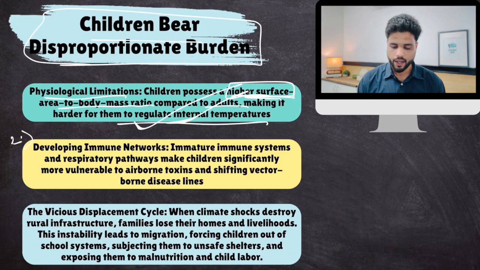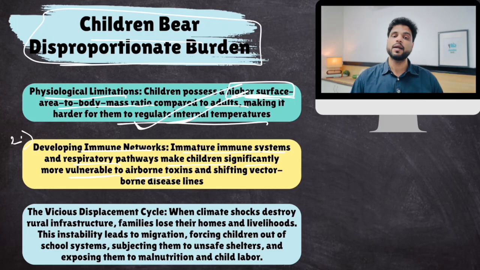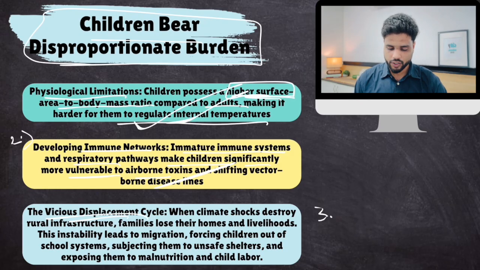Then number 2, immune networks. Immature immune systems and respiratory pathways make children significantly more vulnerable to airborne toxins. Children are more vulnerable to these airborne diseases and air pollutants because their respiratory systems and immune systems are still underdeveloped. Then the vicious displacement cycle. Now this is more humanitarian, not medical. When climate shocks destroy rural infrastructure, families lose their homes and livelihoods. This instability leads to migration, forcing children out of school systems.